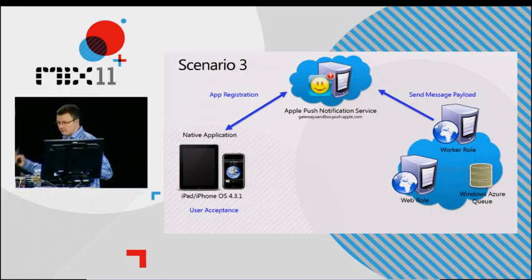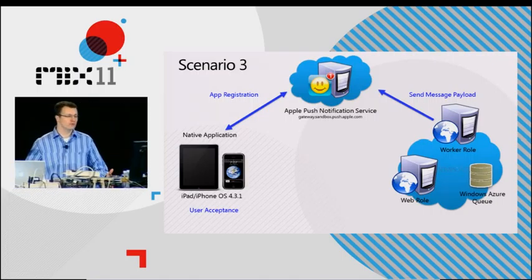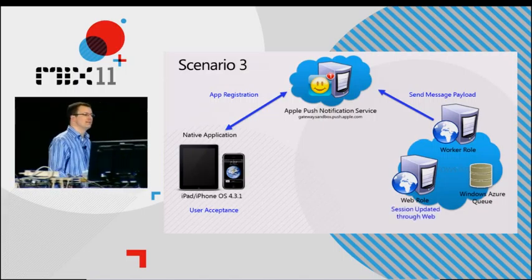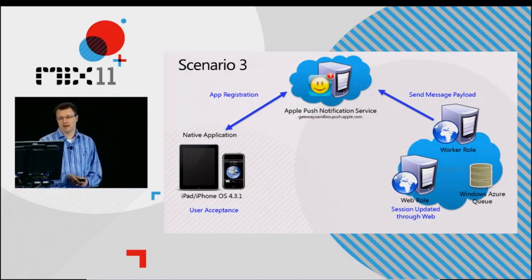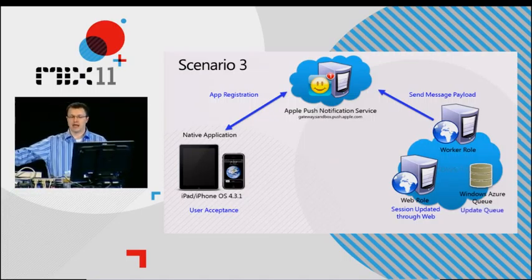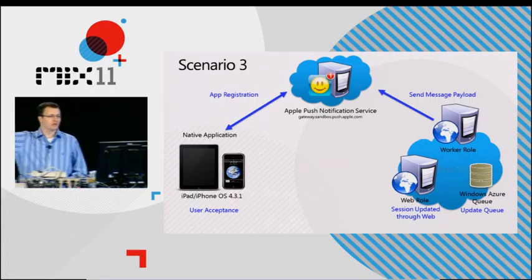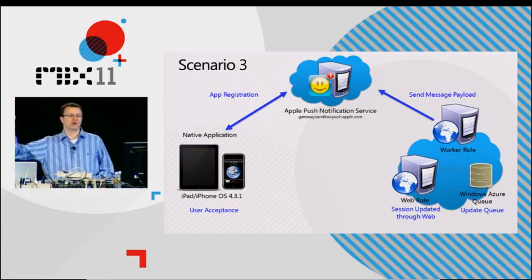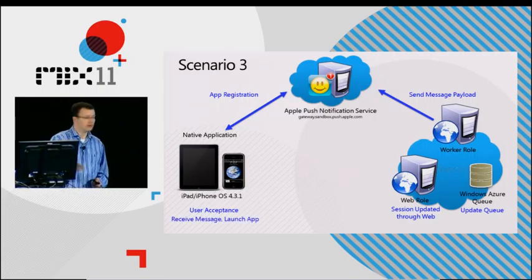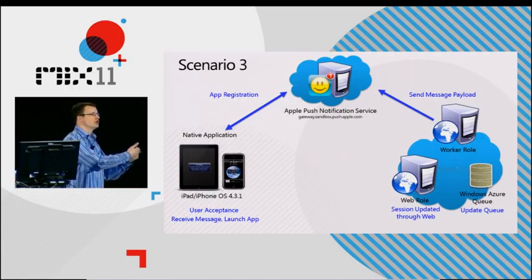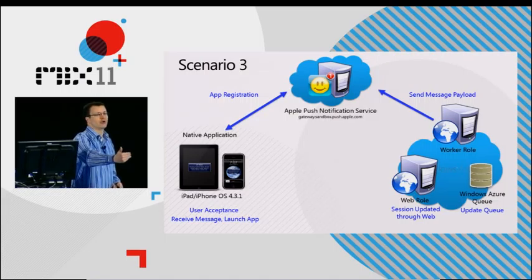Let's imagine that this session has changed rooms. I go to the website. As an administrator, I update the website and say this session has indeed changed. That will add a message to the Azure queue. The worker role will pick that message from the queue and send a push notification. That notification will come down to the device, so it gets received on the device. And not only can we display a message, but we can also take an action on that.